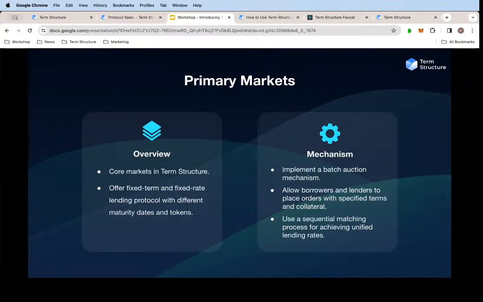So as you saw in the GIF, the primary markets are the core markets on term structure. There are fixed date and fixed rate lending protocols with different maturity dates and tokens to match lenders and borrowers at reasonable and satisfactory interest rates. We use the auction mechanism in primary markets to facilitate transactions. So borrowers and lenders place orders with specified collateral, loan amounts, tenors, and acceptable interest rates within the bidding window. The system then matches orders, sorting borrowers by order placement time and lenders by interest rates. The process is sequential, and each borrower's order is matched with eligible lender orders to find a unified lending rate for that round. So all borrowers' orders not filled in the current auction will be carried over with higher priority to the next round.